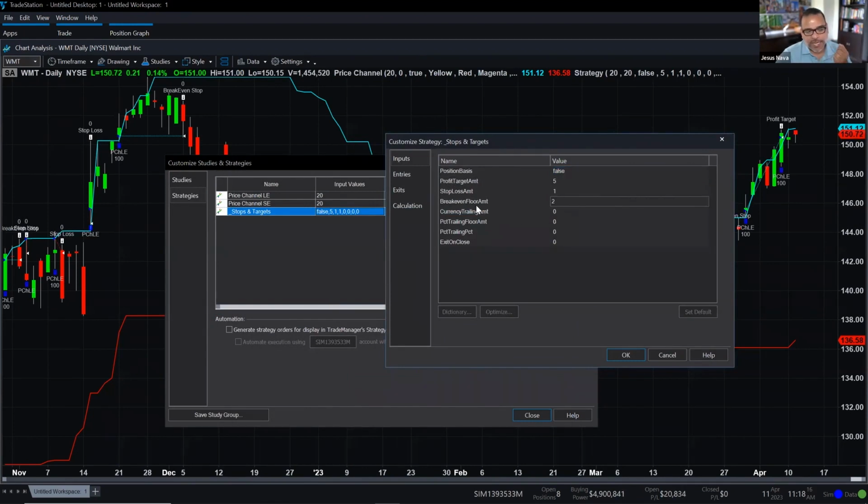So what this means is that, and I'm using this strategy because I've used it before, so I'm not going into the details of the strategy, but the break-even floor amount means that it needs to reach $2 profit before a break-even gets activated. The stop loss amount here is set to 1. I'm going to increase this to 2, maybe even 3. And I'm going to set my profit target to 10, a little bit higher, since I'm on a daily chart.